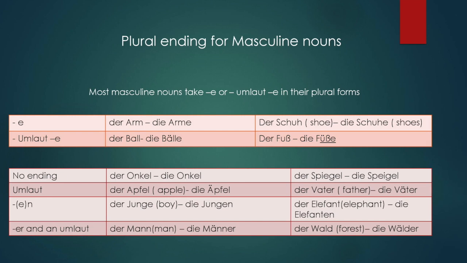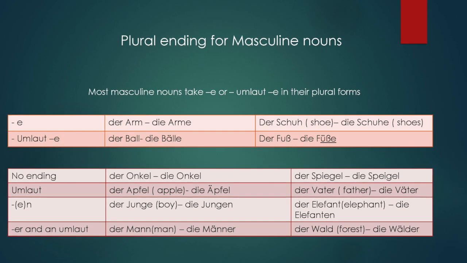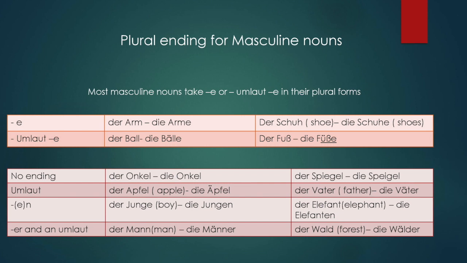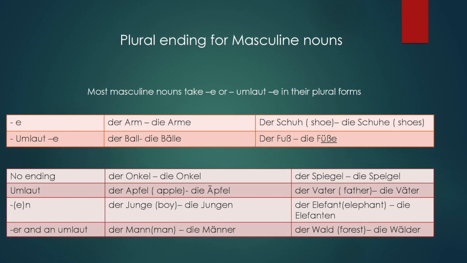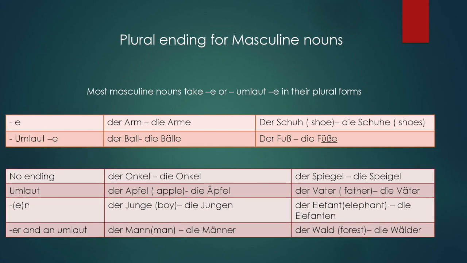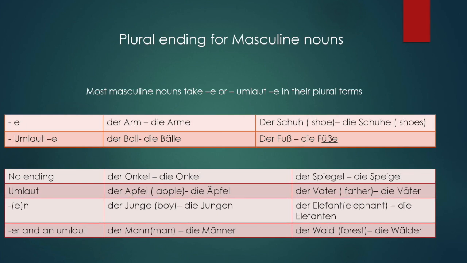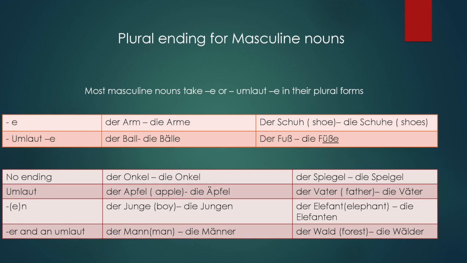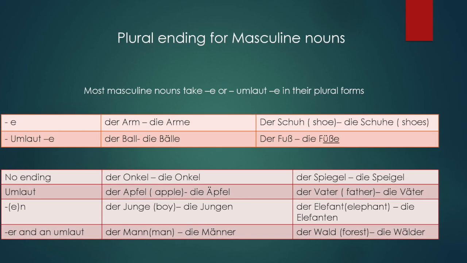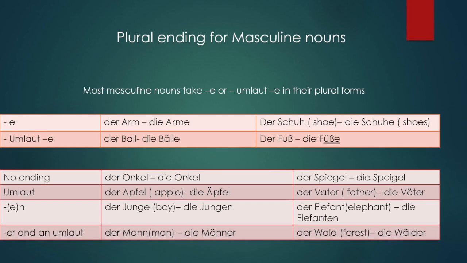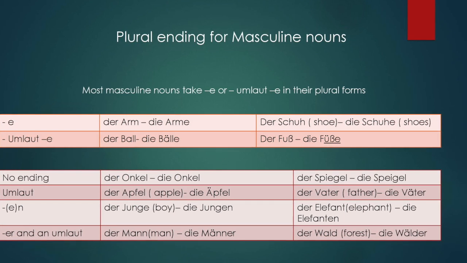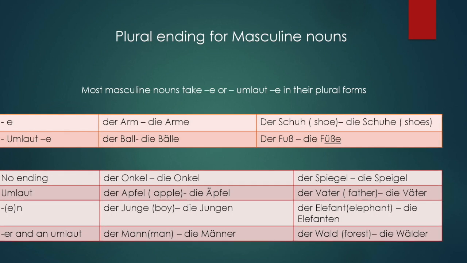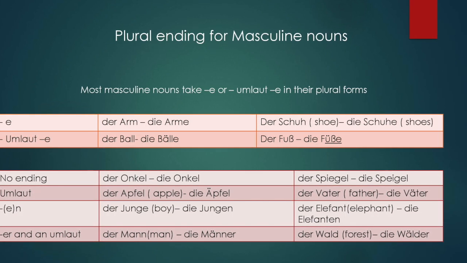We will go according to the genders, like plural endings for masculine nouns. Most masculine nouns take e or umlaut and e in their plural forms. So I have made a table for you guys. There is der Arm, die Arme. That means that e is added at the end of Arm. Der Schuh, die Schuhe. Umlaut and e will go like this: der Ball, die Bälle, der Fuß, die Füße.